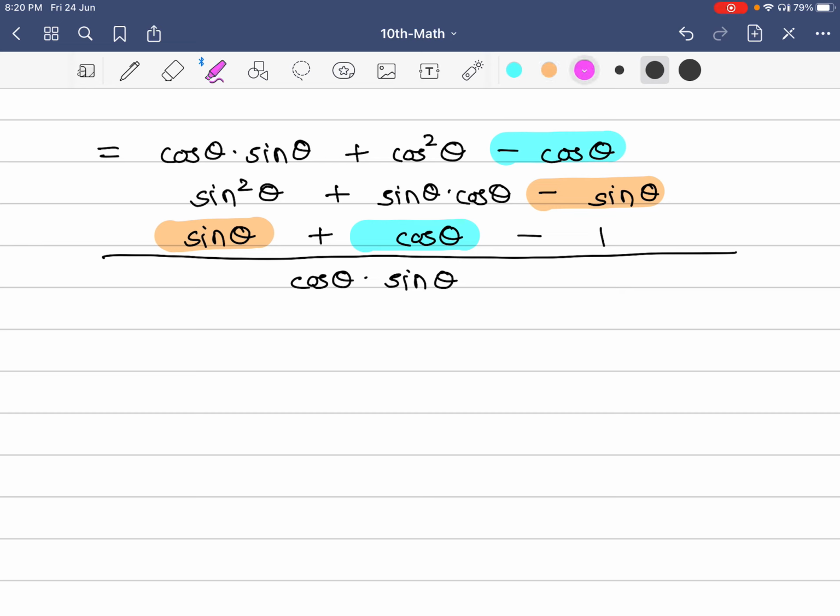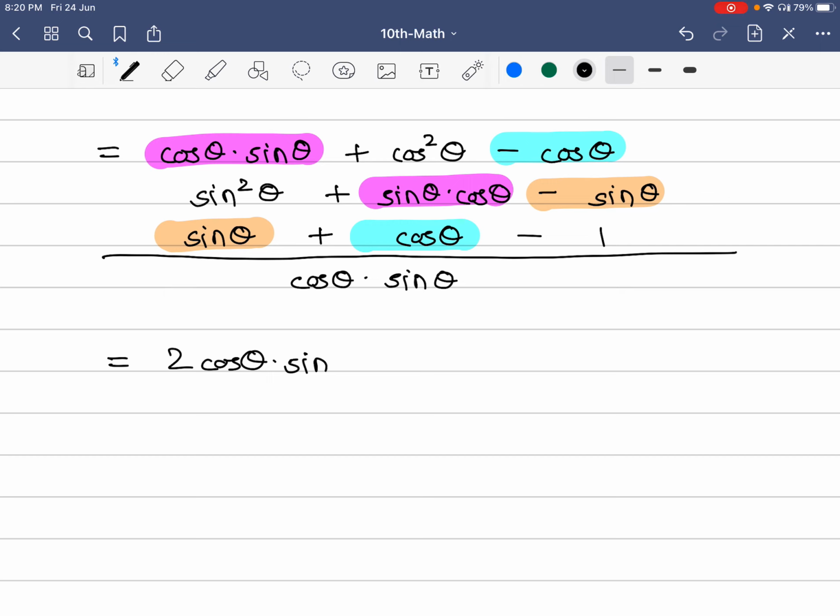And then next we have this cos theta sin theta, cos theta sin theta. They will add to each other. They will be 2 cos theta sin theta. So I'm just going to write that down first. So this pink cos theta sin theta and cos theta sin theta will just add to each other, so that is going to be 2 times cos theta into sin theta. Plus then we are going to have cos square theta plus sin square theta, which is actually equal to 1. But let's write down first cos square theta plus sin square theta.